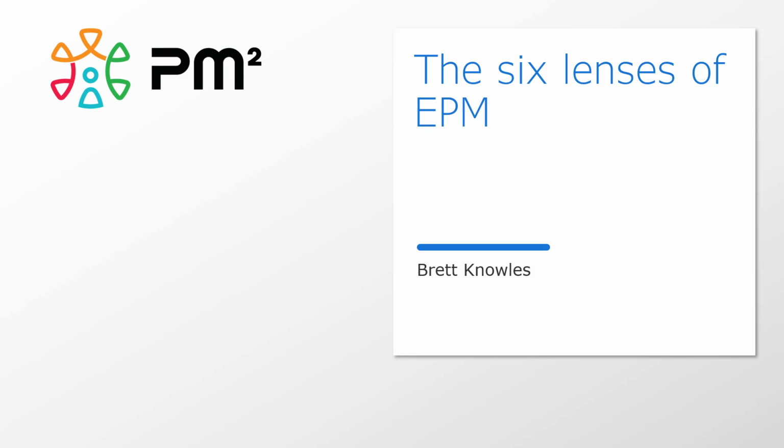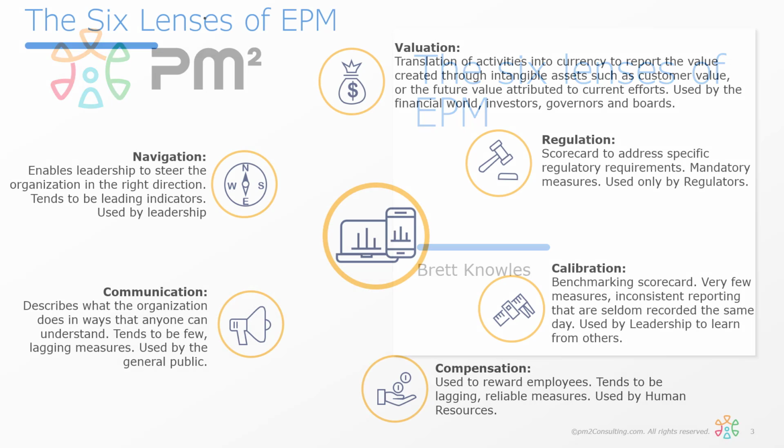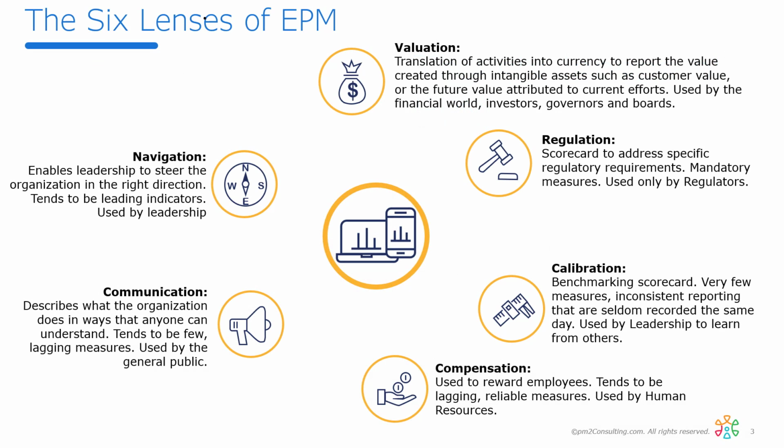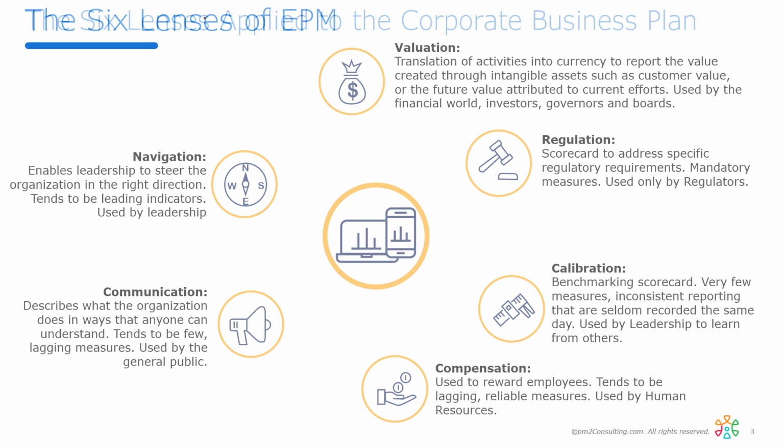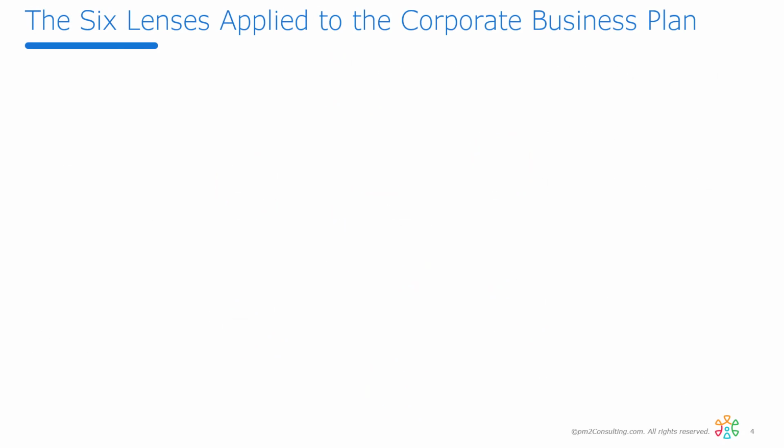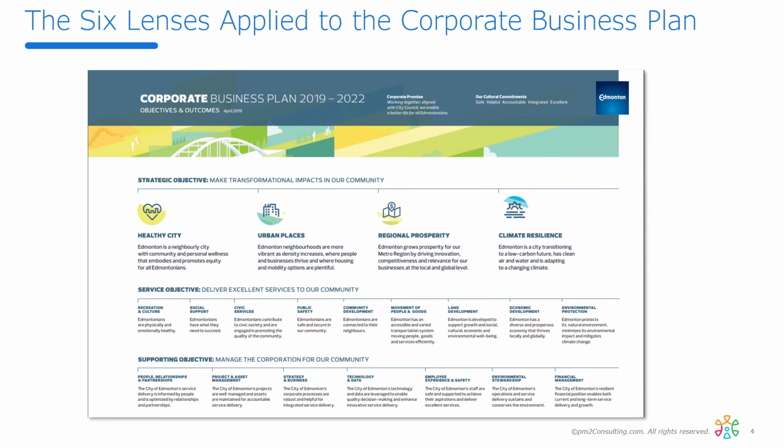This is a quick overview of how we can apply a concept like the 6 lenses of EPM to the city of Edmonton. Remember from the last video, we talked about what these 6 lenses are and a rough definition of each one. So let's take a look at the corporate business plan, what we affectionately call the placemat.